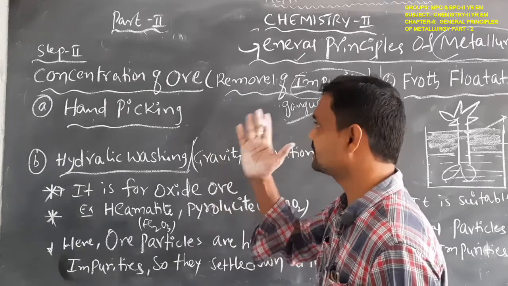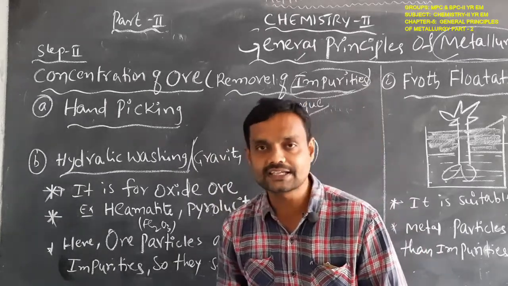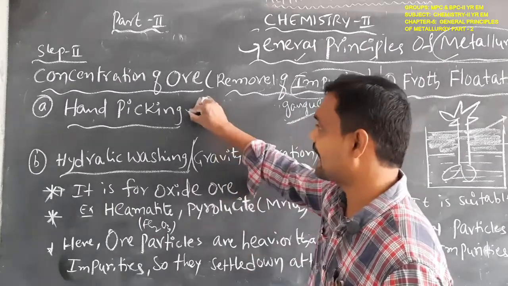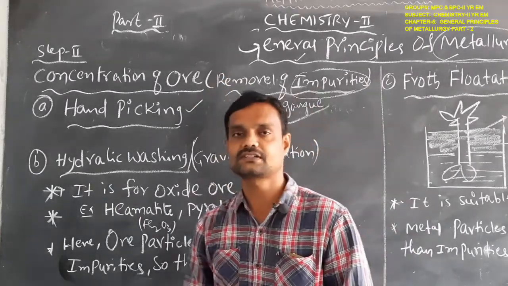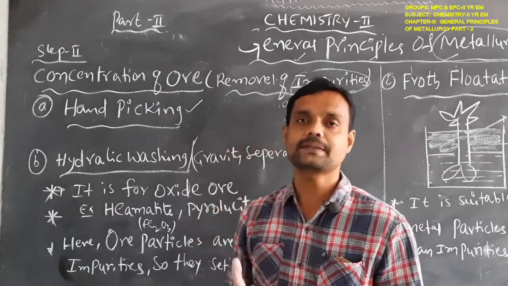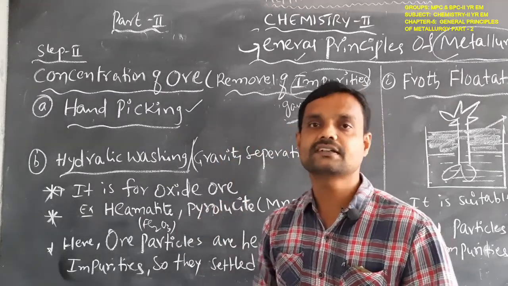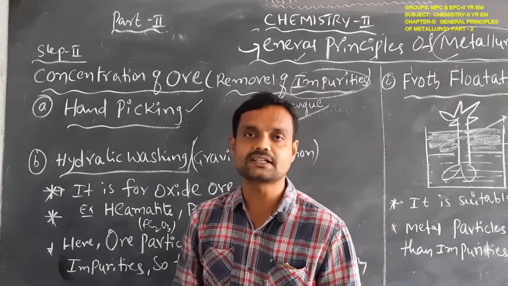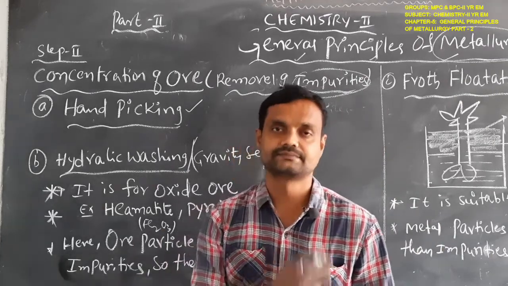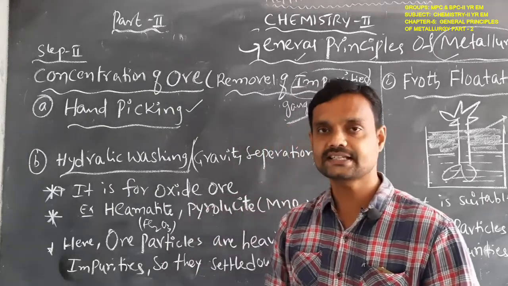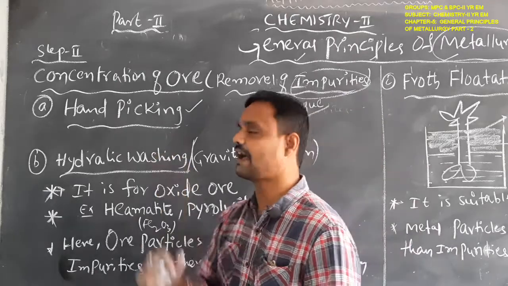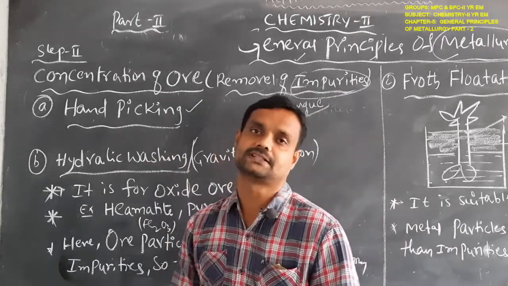So in the concentration of ore there are different methods. The first method is the hand picking method. Simply, hand picking method means the unwanted impurities like gangue particles are removed by hand. Impurities can be removed with the hand. Simply that is called the hand picking method.